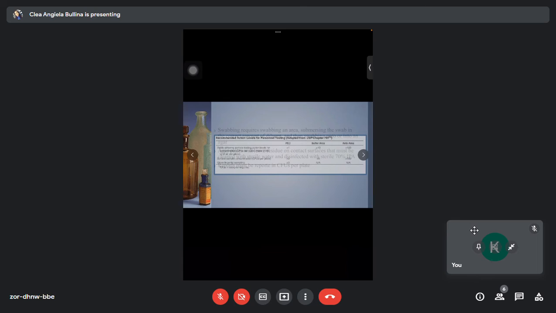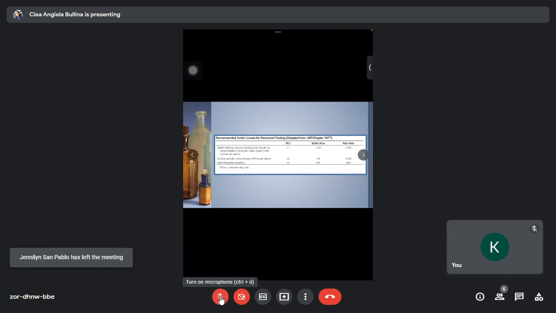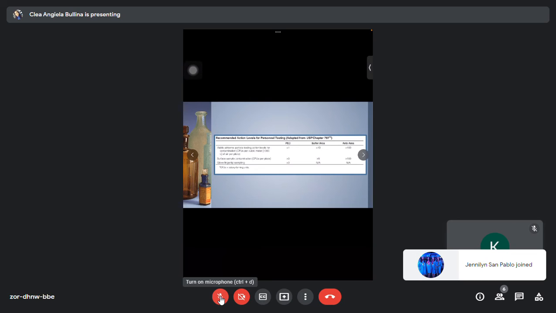This is the table that we use for when to test. It's the recommended action levels for personnel testing. If the PEC is more than 1, we should re-evaluate. In the buffer area, more than 10, re-evaluate. In the ante-area, more than 100, re-evaluate. This is in CFUs: more than 1 CFU, more than 10 CFUs, more than 100 CFUs.